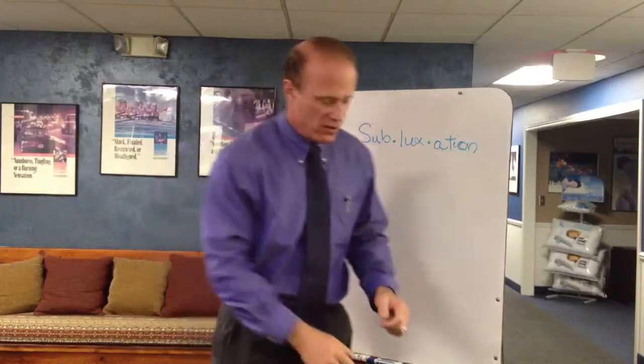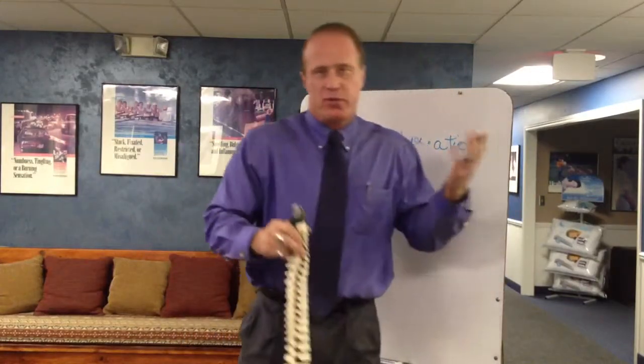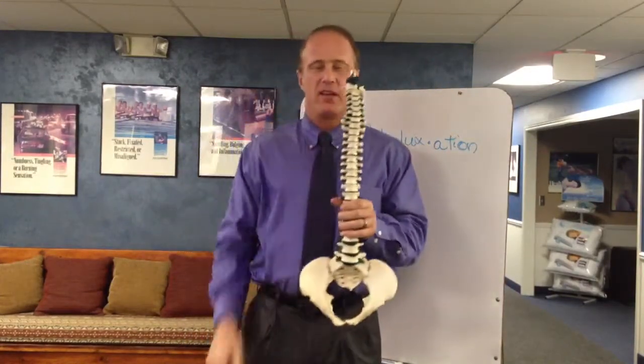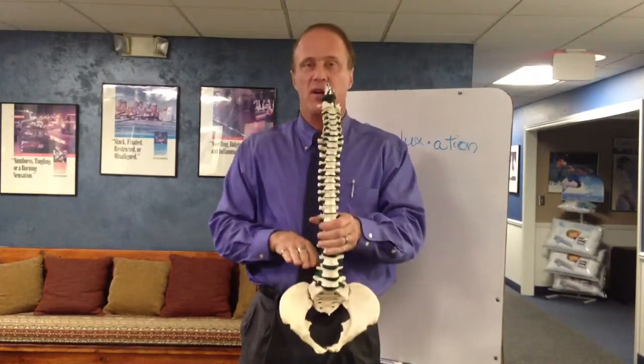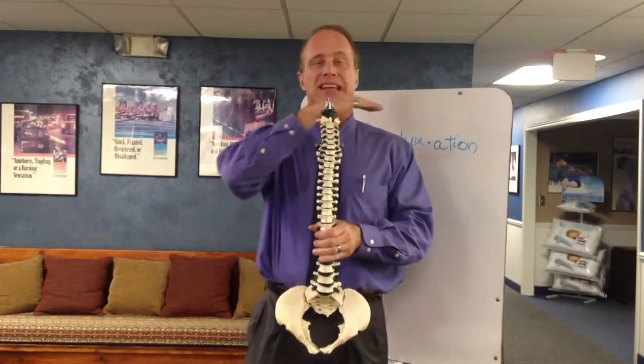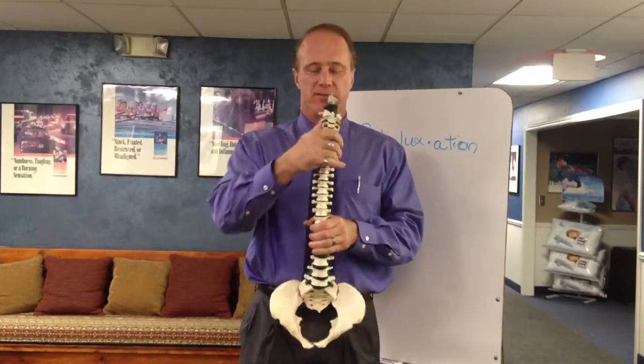Very simply, what does it look like? I'm a visual person. I have to see. A normal spine should be straight up and down. Pelvis should be level. Shoulders should be level. Ears should be level. This is a subluxation.